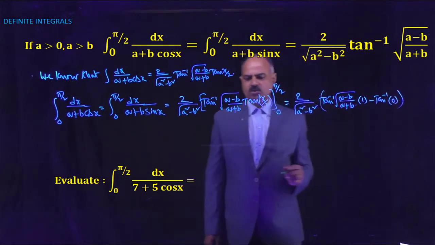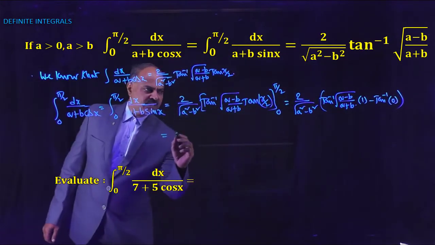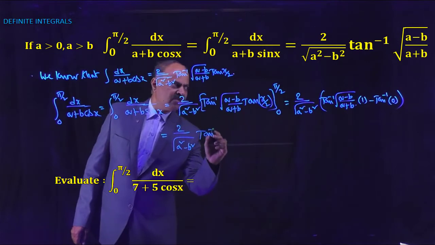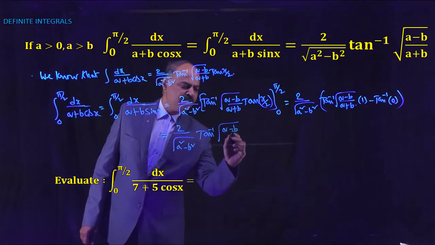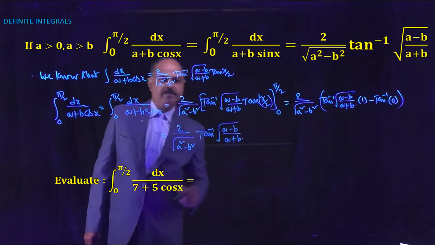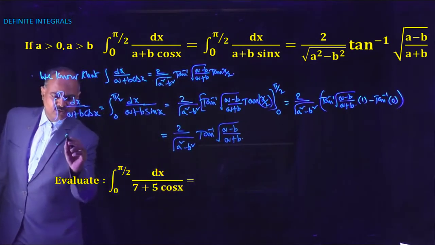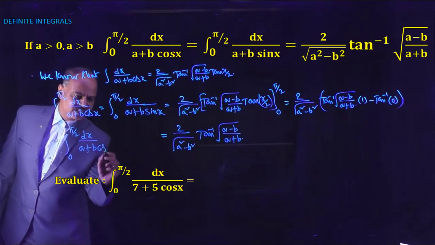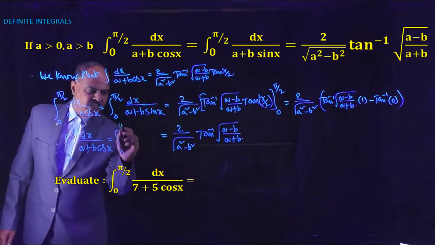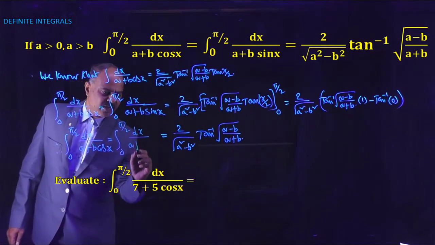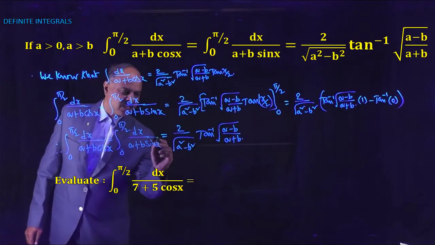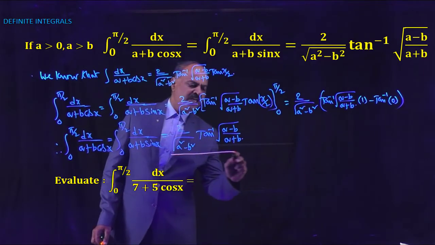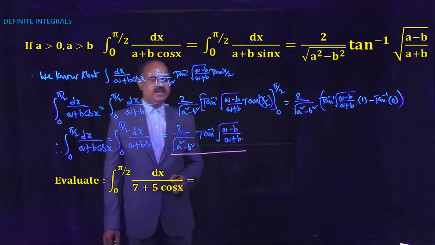Now this is equal to 2 by root over (a square minus b square) into tan inverse square root of (a minus b) by (a plus b). Therefore integral 0 to pi by 2 dx by (a plus b cos x) is equal to integral 0 to pi by 2 dx by (a plus b sin x), equal to 2 by root over (a square minus b square) into tan inverse square root of (a minus b) by (a plus b).